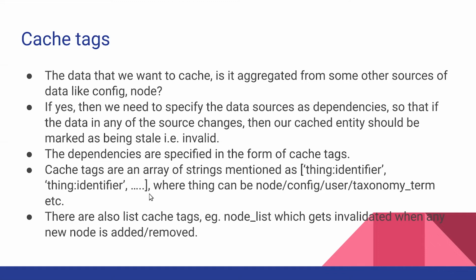So it's an array, and we can specify multiple cache tags based on what dependencies there are. The thing value can be anything like node, config, user, or taxonomy term, and the identifier is basically the ID: the node ID, config name, user ID, or taxonomy term ID. So that's how we specify cache tags.